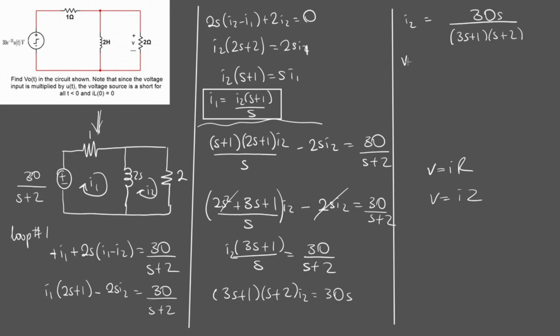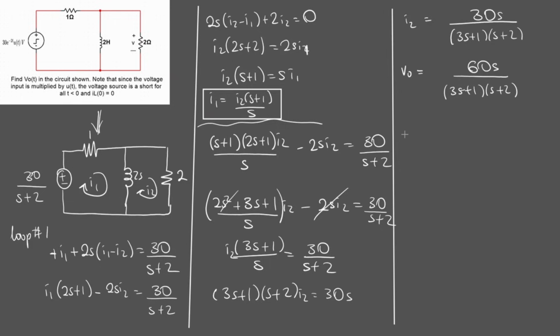So V naught as a function of s is going to be 2 I2. These are functions of s because you've got s here. So the numerator is going to be 60, so V naught is going to be 60 over (3s plus 1)(s plus 2).